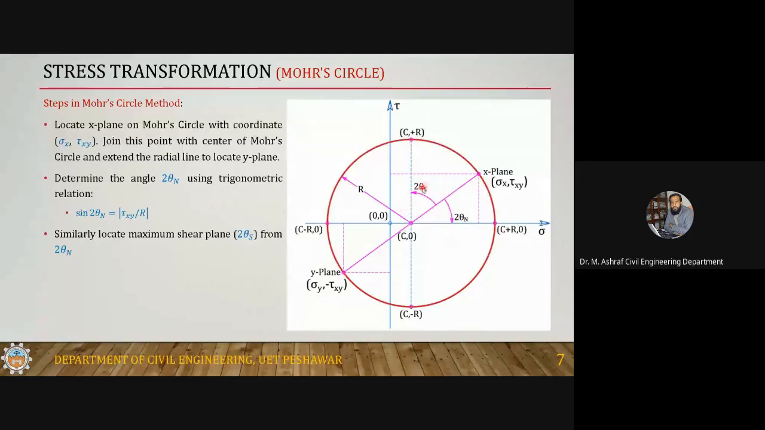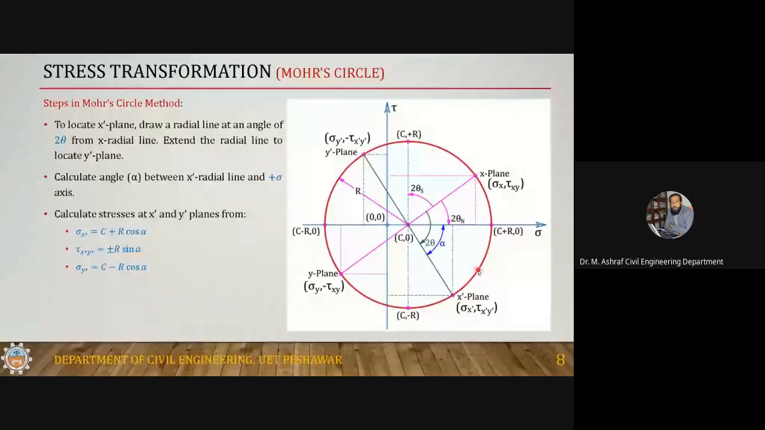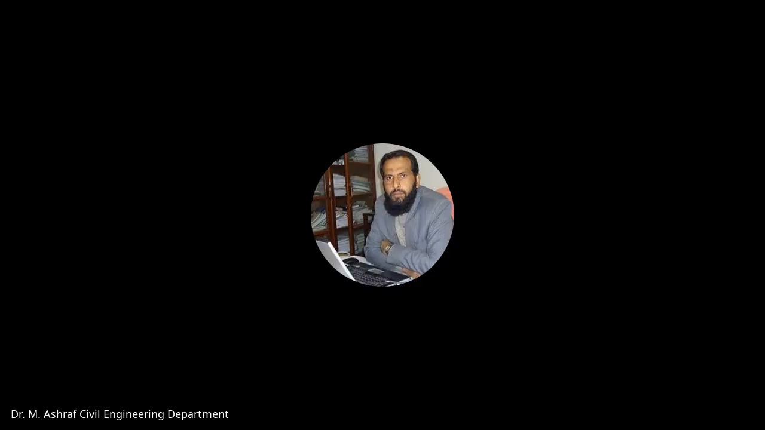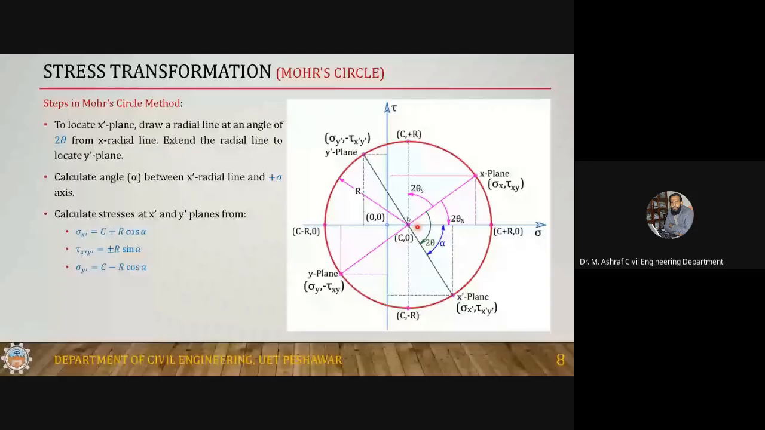And then to determine the stress components on any plane, if the orientation is known to you, then rotate by double the angle. Draw a radial line at that angle, and it will give you the x prime plane. If you extend it in the backward direction, it will give you the y prime plane. And using this relation, get the coordinates. So these are the 3 steps.